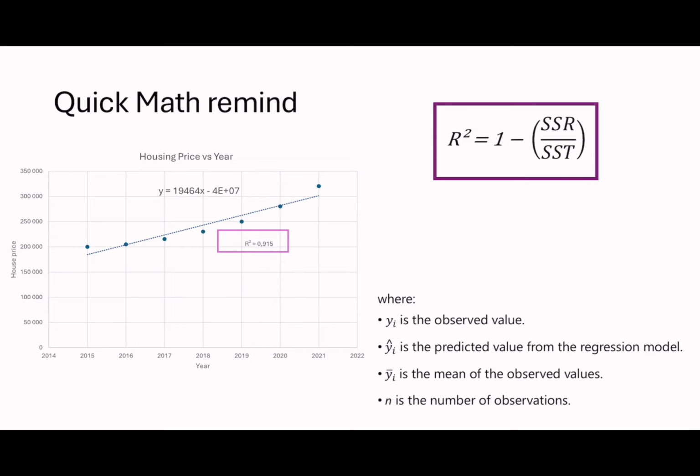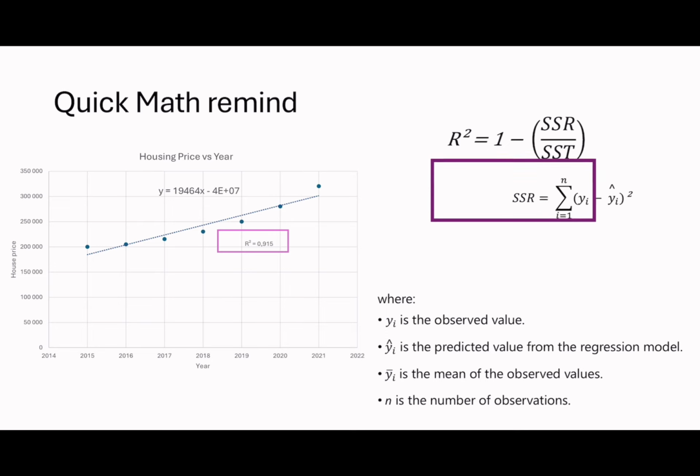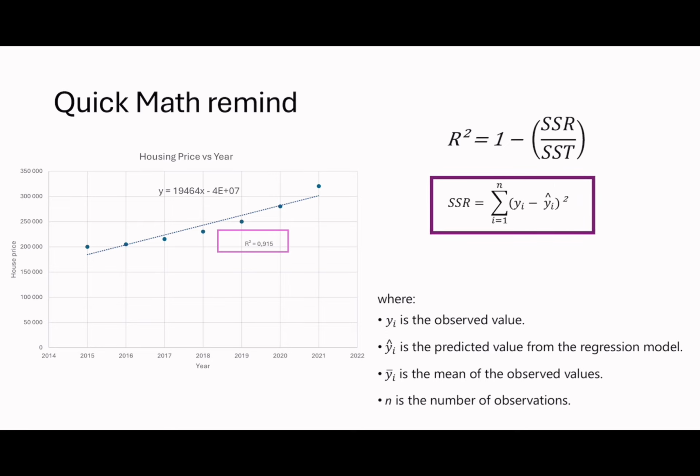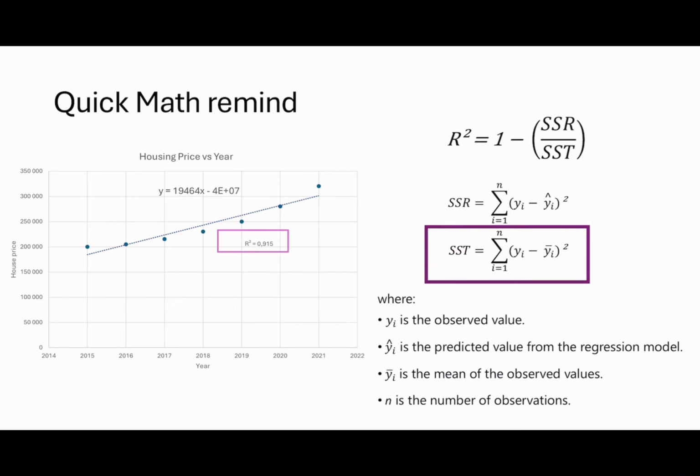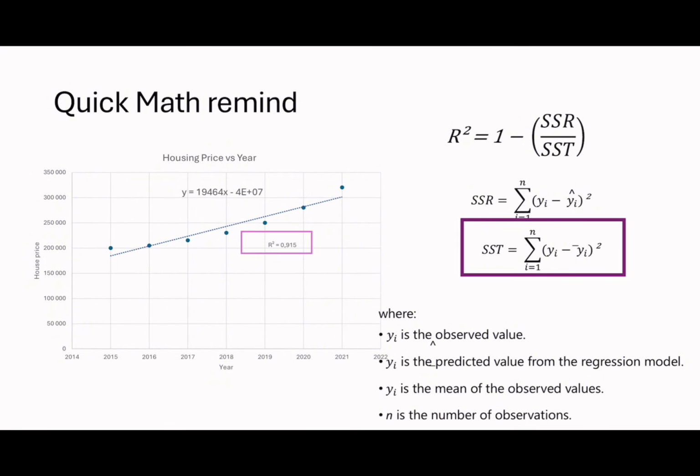Let's break it down further. To fully understand R-squared, we need to look at these two components. SSR, the sum of squared residuals, measures how far actual housing prices deviate from predicted values. SST, the total sum of squares, measures how far actual prices deviate from the mean price. A small SSR means better prediction, while a larger SST means more variation in prices.